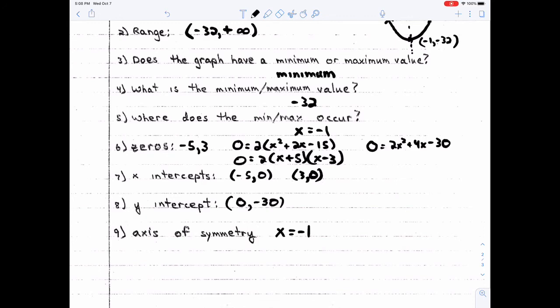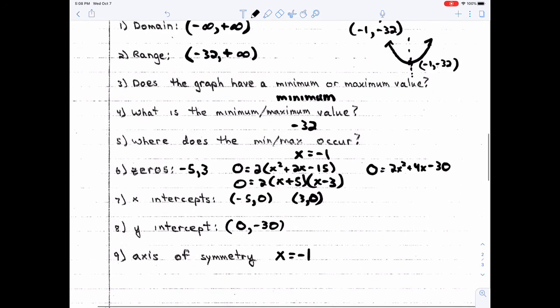So what's the only thing new I've told you here? This idea of a minimum and maximum. Okay, axis of symmetry, we've looked at that. Y-intercept, we've looked at that. X-intercepts, zeros, domain and range. The only thing that's new here is this idea of minimum and maximum.